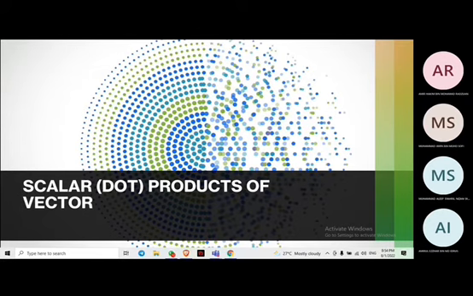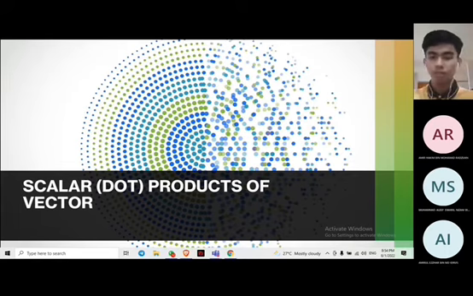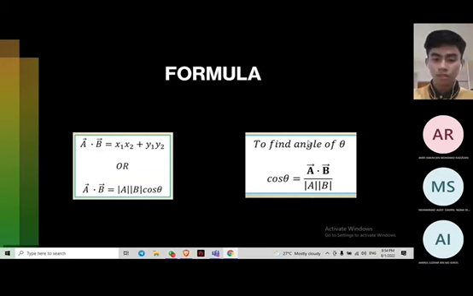Scalar dot product of vector. Formula. Vektor A dot vektor B sama dengan X1 X2 tambah Y1 Y2, atau vektor A dot vektor B sama dengan magnitude A magnitude B cos theta. Untuk cari angle of theta, cos theta sama dengan vektor A dot vektor B per magnitude A magnitude B.